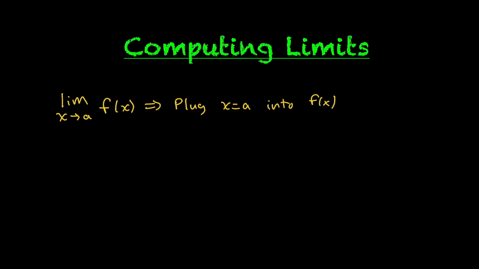And when you plug x is equal to a in, one of three things is going to happen. The first case is the easiest case. If you plug it in and it exists, you actually just get a number like 2 or 3 or 4, that's the easiest case. That's actually just equal to your limit.